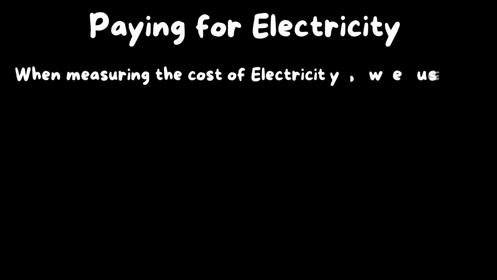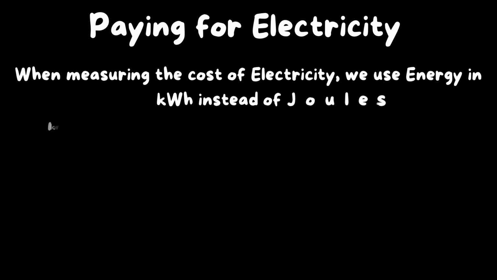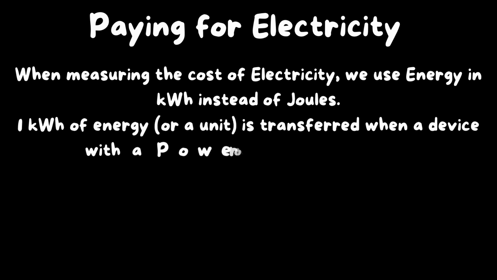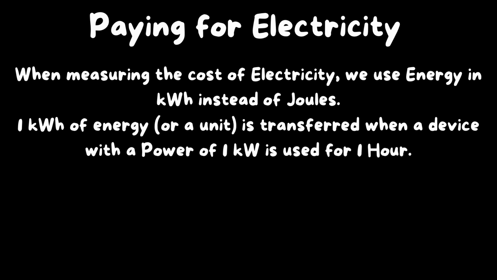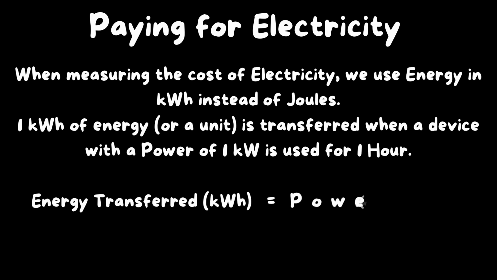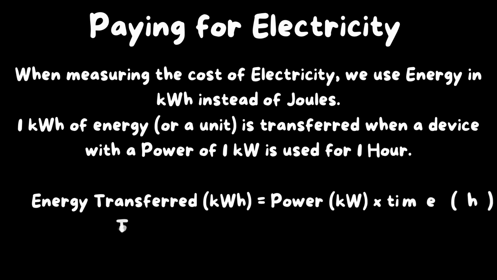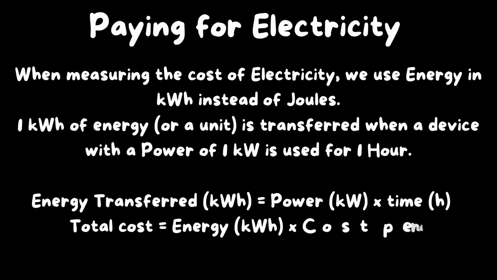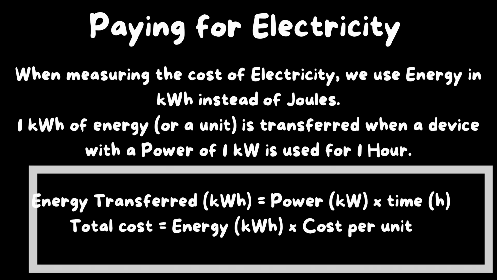When it comes to paying for electricity, we have slightly different measurements. When measuring the cost of electricity, we use energy in kilowatt hours instead of joules. 1 kilowatt hour of energy is transferred when a device with power of 1 kilowatt is used for 1 hour. Therefore, energy transferred in kilowatt hours is equal to power in kilowatts times the hours. Total cost, therefore, equals energy in kilowatt hours times the cost per unit.